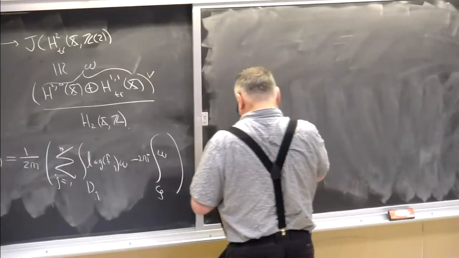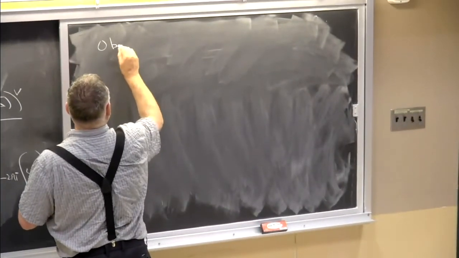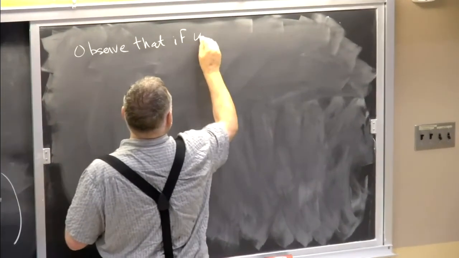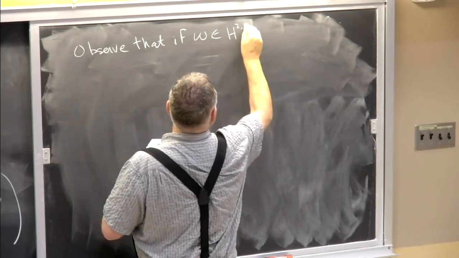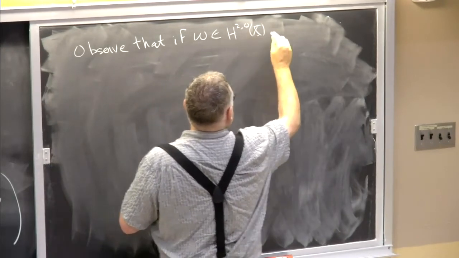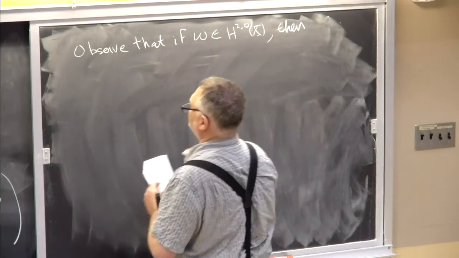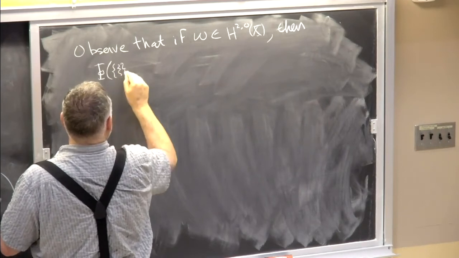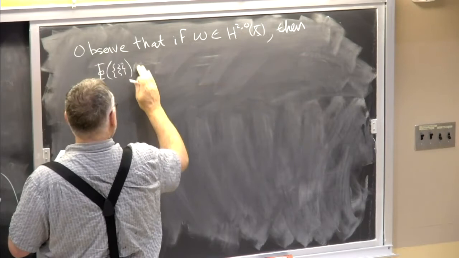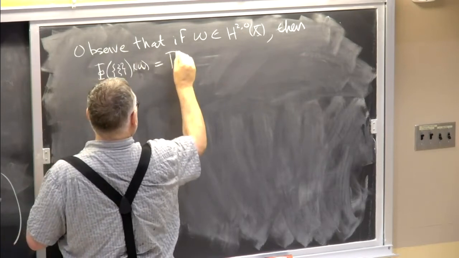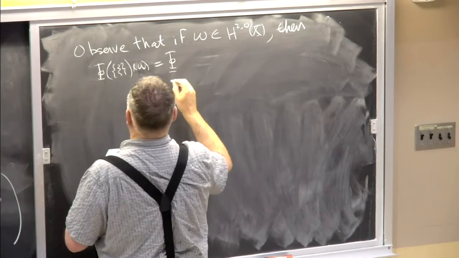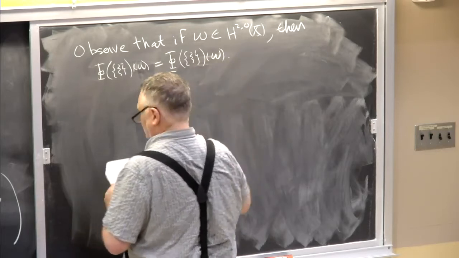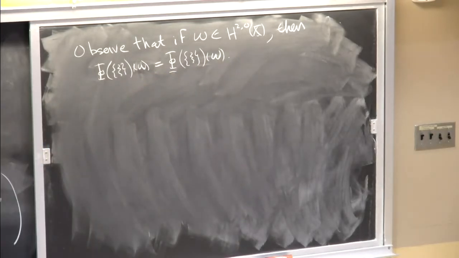So observe that if omega belongs to H20 of X, then of course E acting on C applied to omega is the same thing as V bar, up to sign. So we have this relationship.